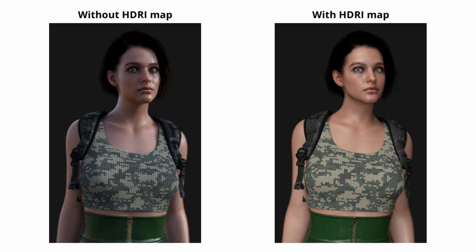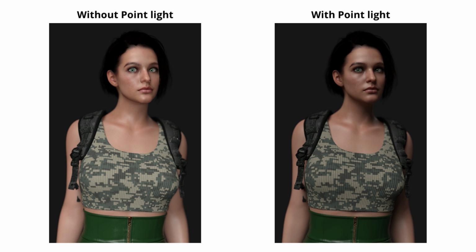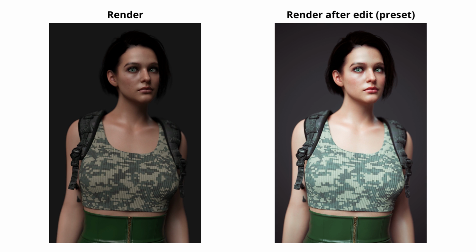So this is the render without the HDRI map, and this is the render with the HDRI map. This is actually my HDRI map. And here, this is the render with the HDRI map but without the point light, and here the render with the point light. The point light, without any editing, just gives you more shadow for the render. The shading is really important. And finally, here you have the render after edit.